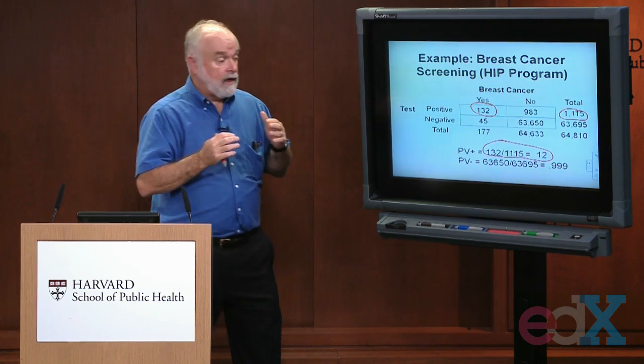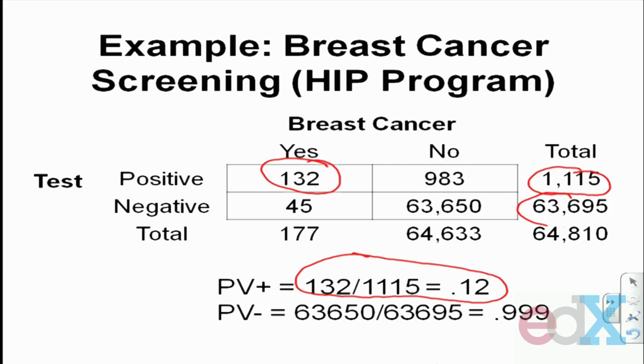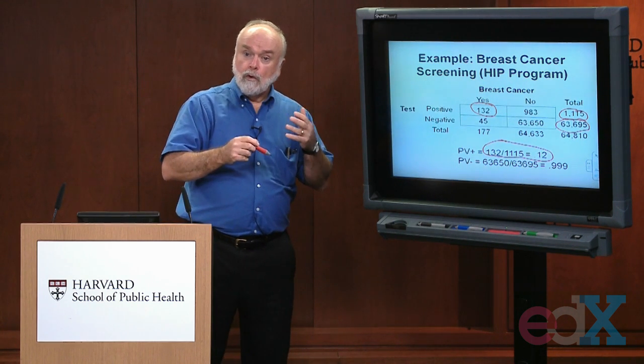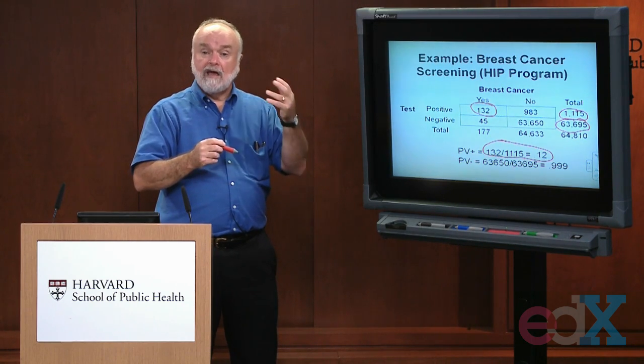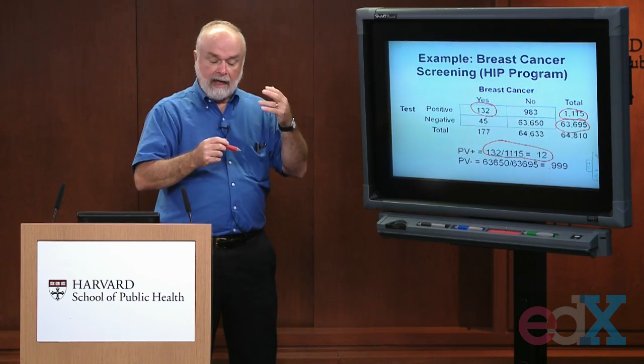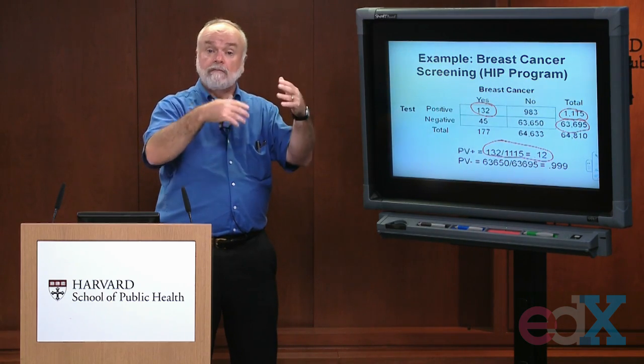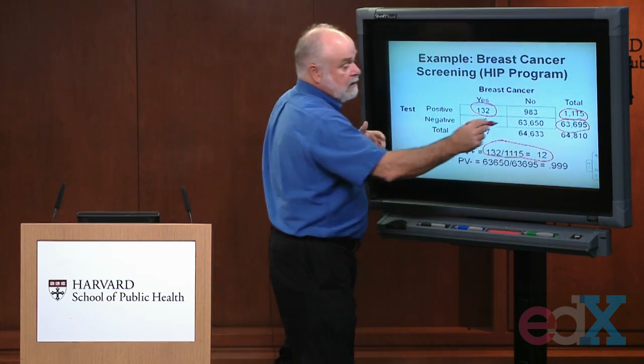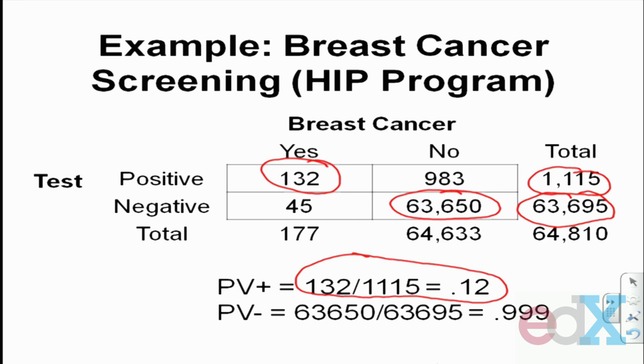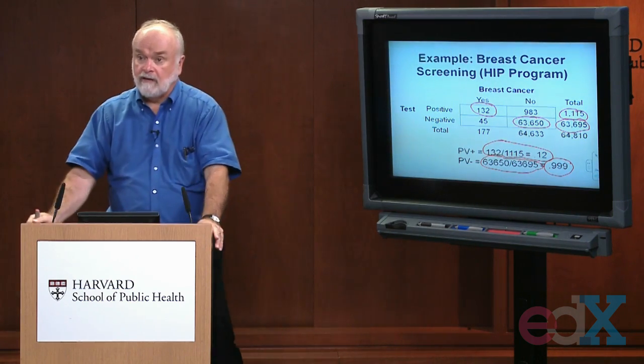The negative predictive value looks at the people who had negative tests, 63,695, and asks how many of them were disease-free, meaning no signs of breast cancer at the point in time when the screening was done, based on information that was gathered later. And as best they could say, 63,650 of those women were free of disease. So the negative predictive value is 63,650 divided by 63,695, or almost 100%, 99.9%. That's the positive and negative predictive values.